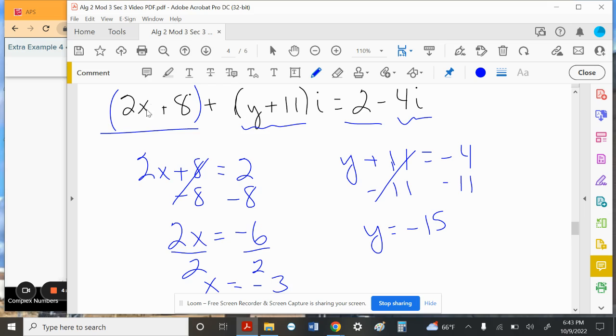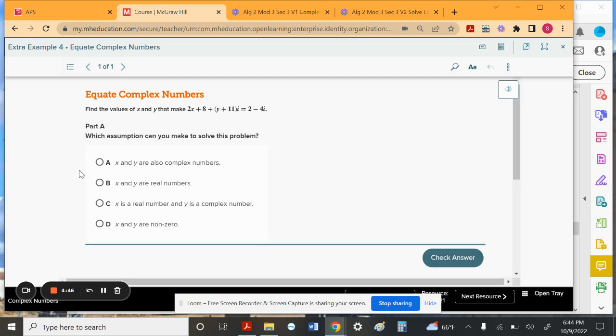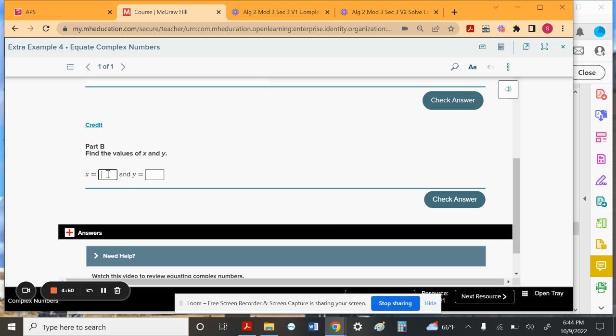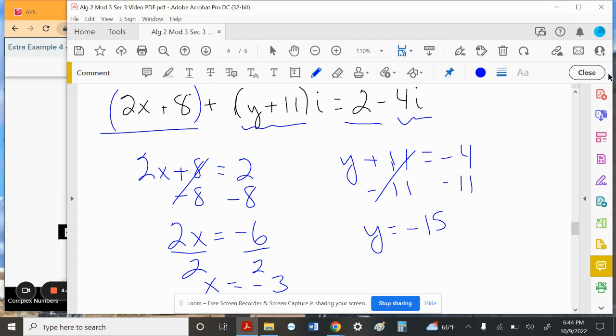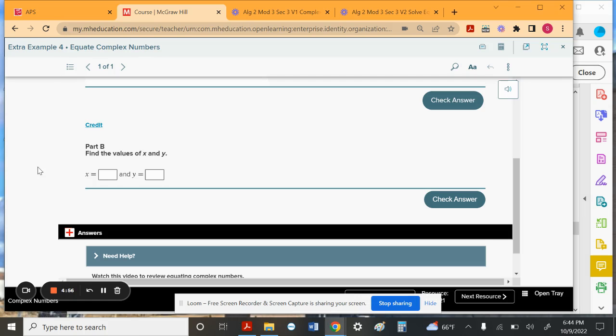And then, of course, what do we assume? We assume that x is real and y is real. So we assume these two terms are real and not other imaginaries thrown in there, but x and y need to be real for this to happen. So negative 3 and negative 15. So x and y are real numbers, and I want to make sure I get these right, negative 3 and negative 15.